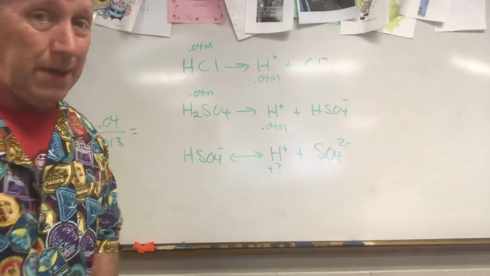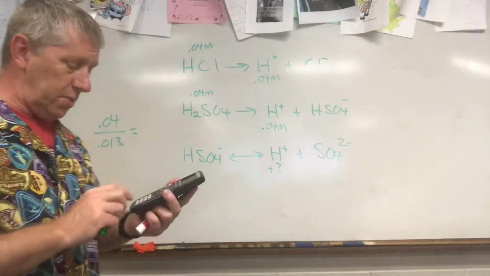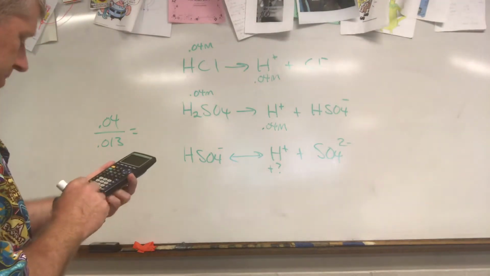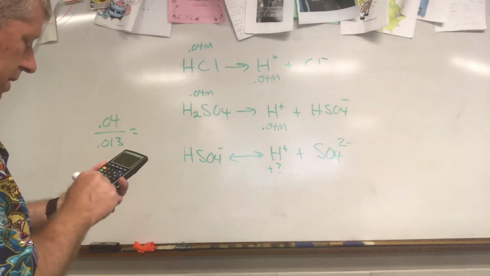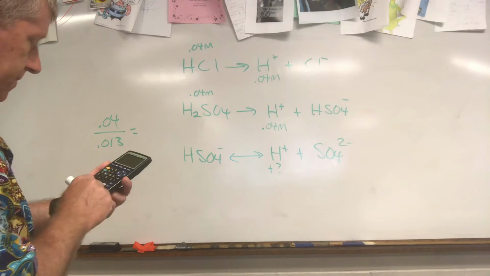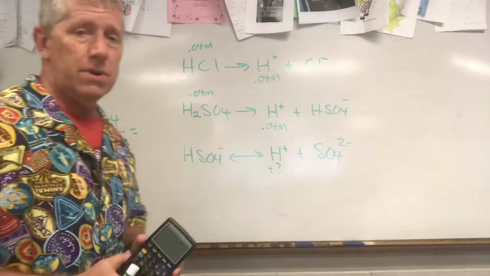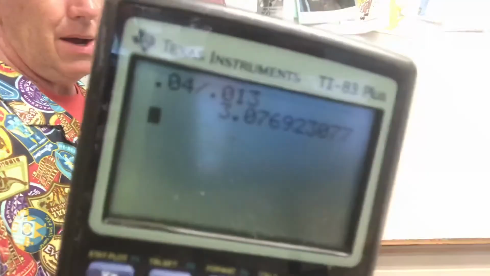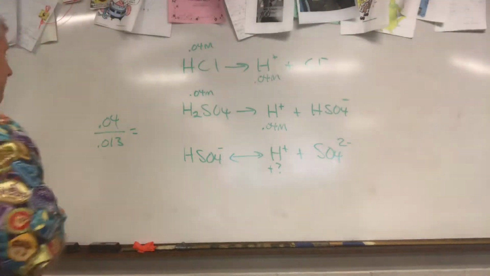Yeah, I hope you can see that that's not going to be close to 100. Like 3 or something like that. 0.04 divided by 0.013 is 3.08. Not 100, people.